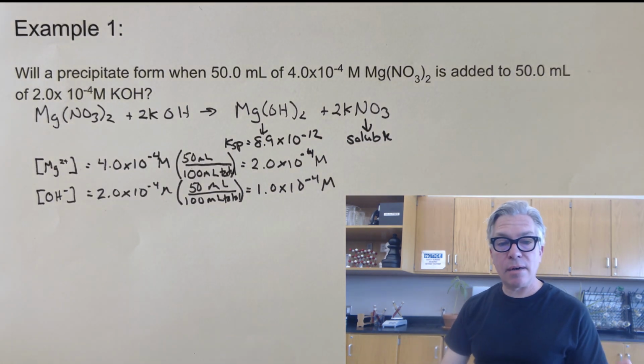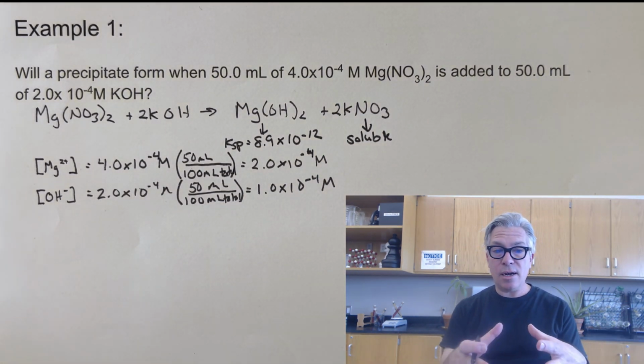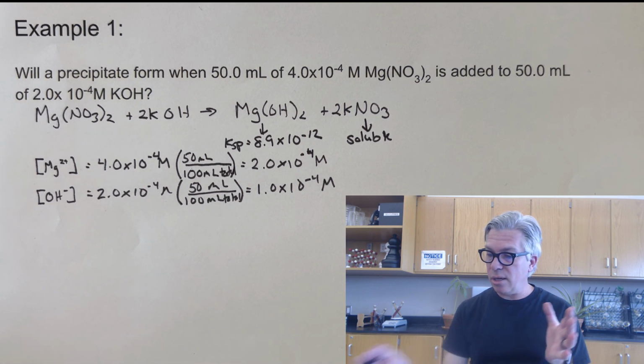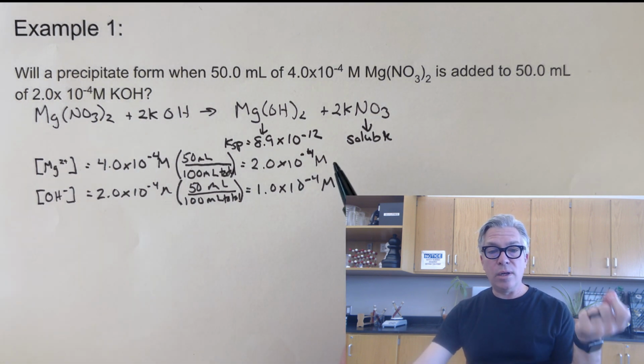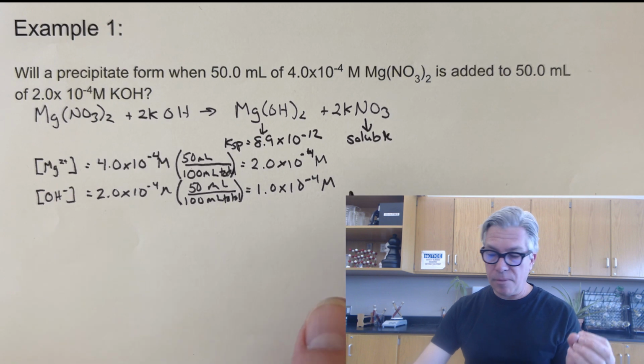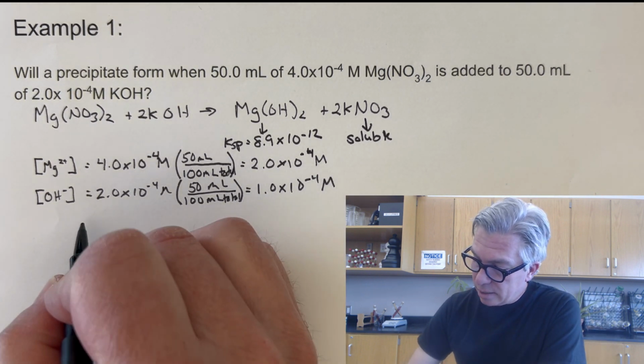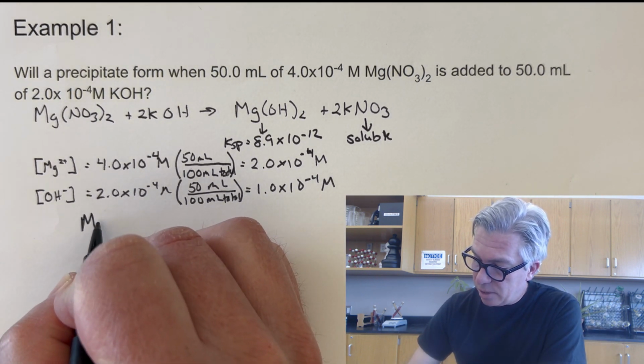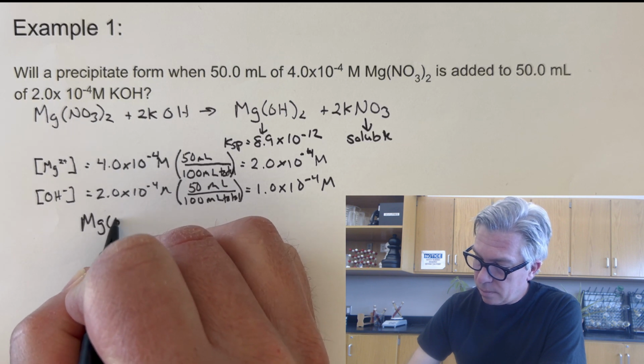Okay, so now I've got my new concentrations. Their ions are now hanging around in that solution at these concentrations. Will they form a precipitate? So what we're going to do next is think about the KSP expression.